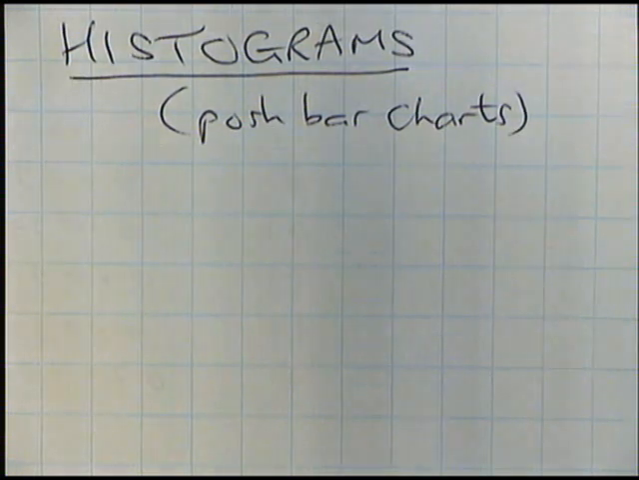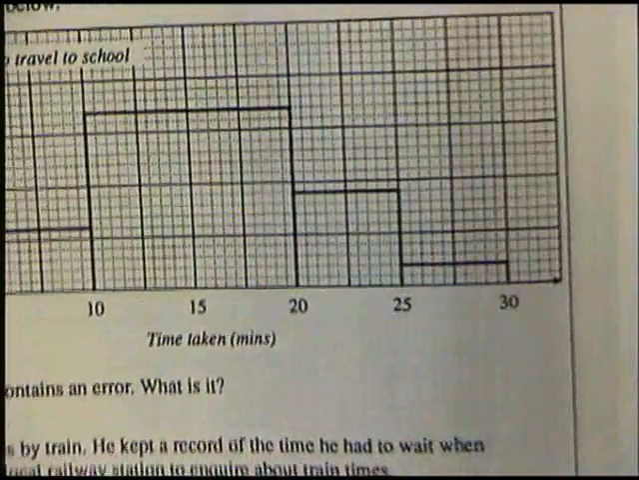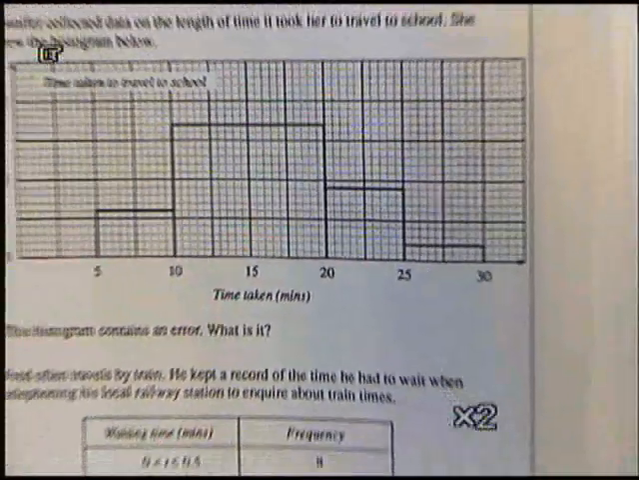Now, because I'm not here today, I'm not going to give you all the reasons for why all of this works. I'm going to tell you a couple of key things and then get you doing some questions. So, histograms, okay, we've said they're posh bar charts. An example of a histogram is this diagram here, okay.